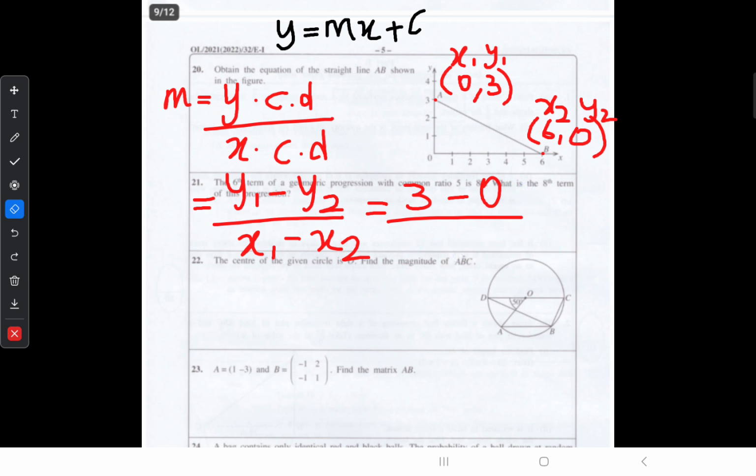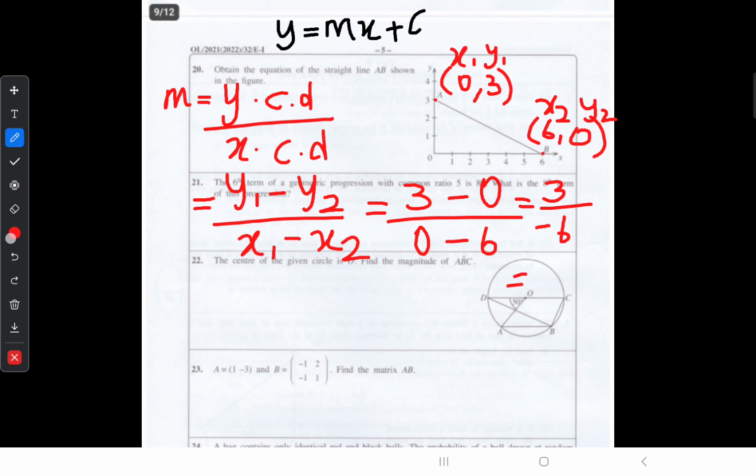But in this case, you should be aware of your steps. If you are subtracting in y as y1 minus y2, in the same manner you have to subtract your x coordinates too. So x1 is 0 minus x2 is 6. Then 3 minus 0 is 3, and 0 minus 6, don't consider this 0, we can write only 6. Furthermore, we can simplify this.